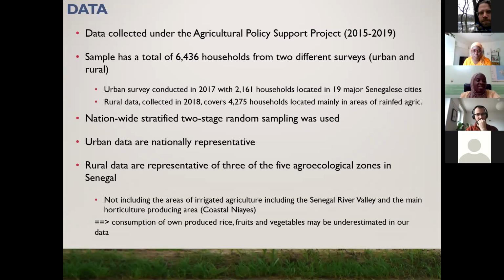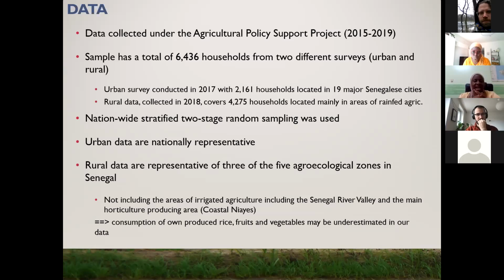For this study, we use data coming from a project called the Agricultural Policy Support Project, which took place between 2015 and 2019. In our sample, we have more than 6,000 households from 2 different surveys, an urban survey and a rural survey. The urban survey was conducted in 2017 with around 2,200 households located in 19 major cities in Senegal. The rural data were collected in 2018, and they cover around 400 to 1,000 households located in areas where agriculture is rain-fed. So this is a nationwide stratified sample, and the urban data are nationally representative.